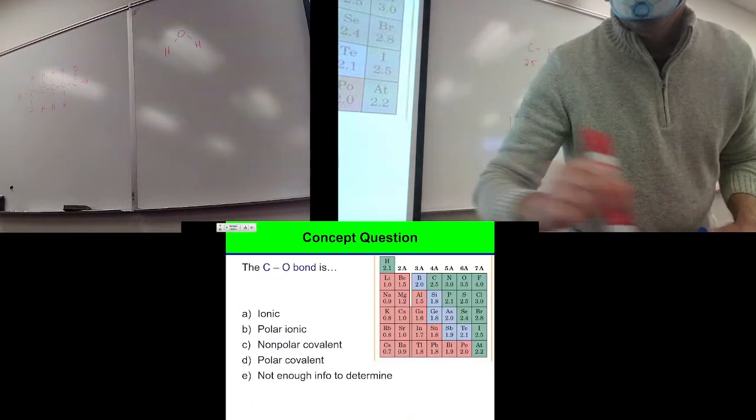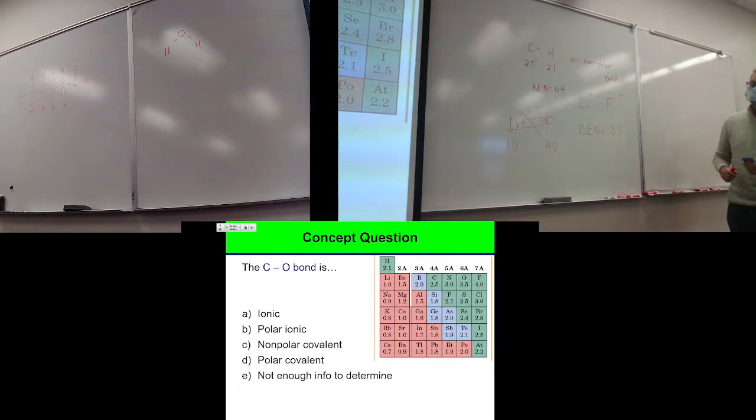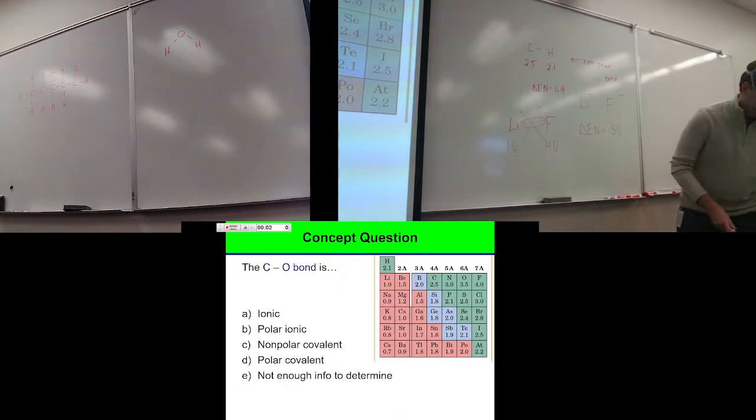I just don't want to make you guys too dependent on those definitions. All right, so what do you guys think the CO bond is? Which one?